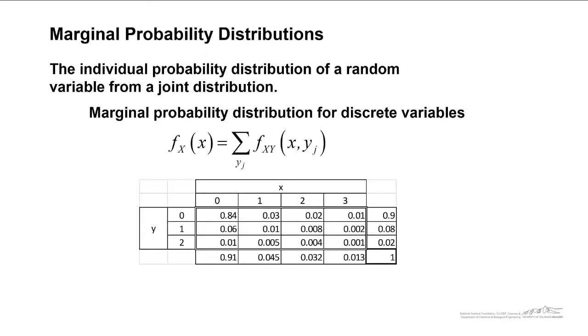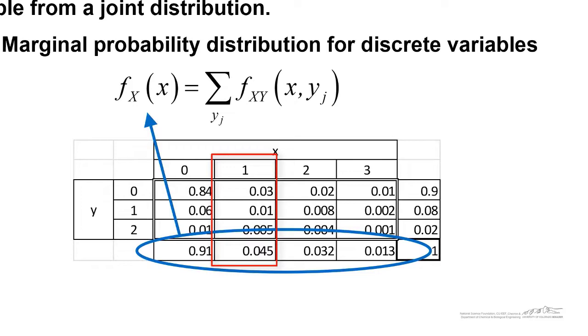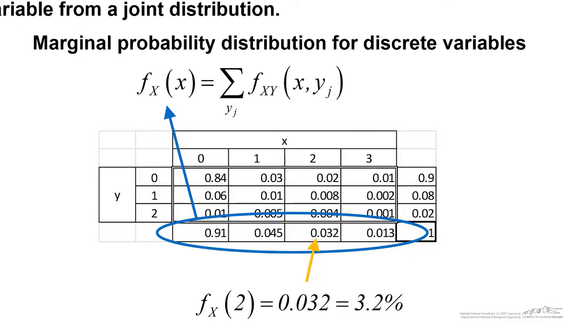Let's look through an example here. Let's revisit our data from earlier. I've added in a row at the bottom that represents the sum over all y's for each x value. I've also added a column over here that represents the sum over all x's for each value of y. The marginal probability distribution fx of x, that's the summation over each value of our joint probability mass function, but summing over all values of y. Fx of x is represented by this bottom row. For example, when x equals 1, fx of 1 would be 0.045, fx of 2 would be 0.032, and so on.